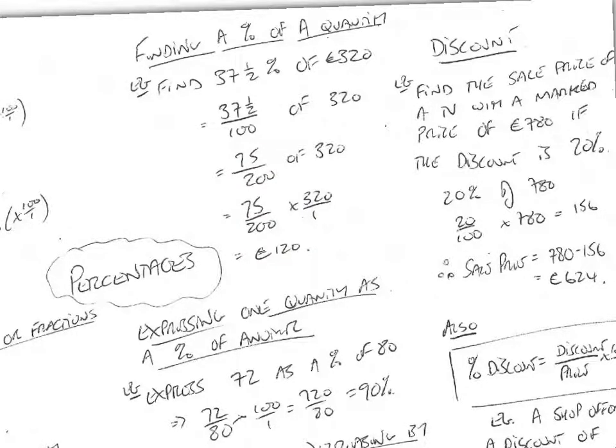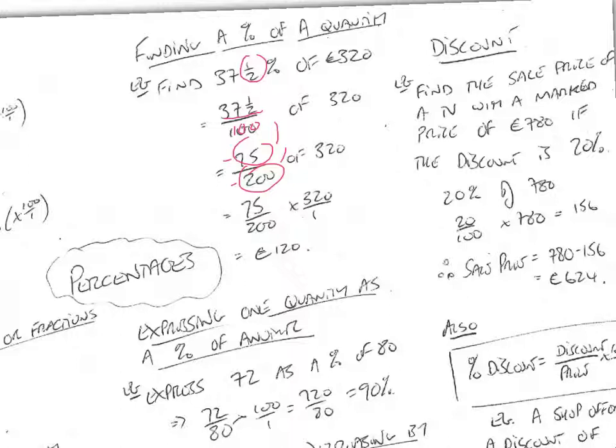And here's a second example of finding a percentage of a quantity, slightly more difficult, in that we're finding 37.5% of 320 euros. So we rewrite 37.5 per 100, so it's 37.5 over 100 of 320, and what we can do mathematically is multiply above and below by 2 to get rid of the half. So 2 times 37.5 is 75, 2 times 100 is 200, and that doesn't change the fraction. So long as we multiply the top and the bottom by the same number, it's an equivalent fraction of the original fraction, 37.5 over 100.